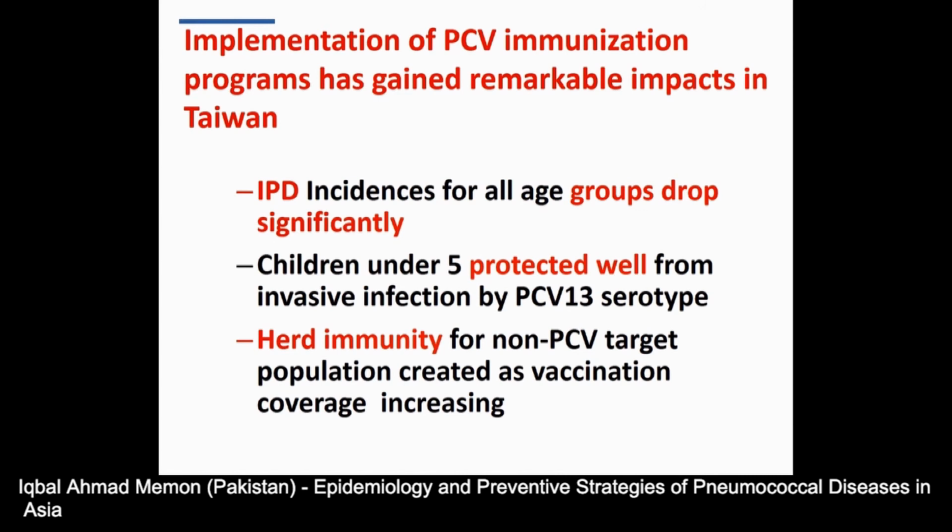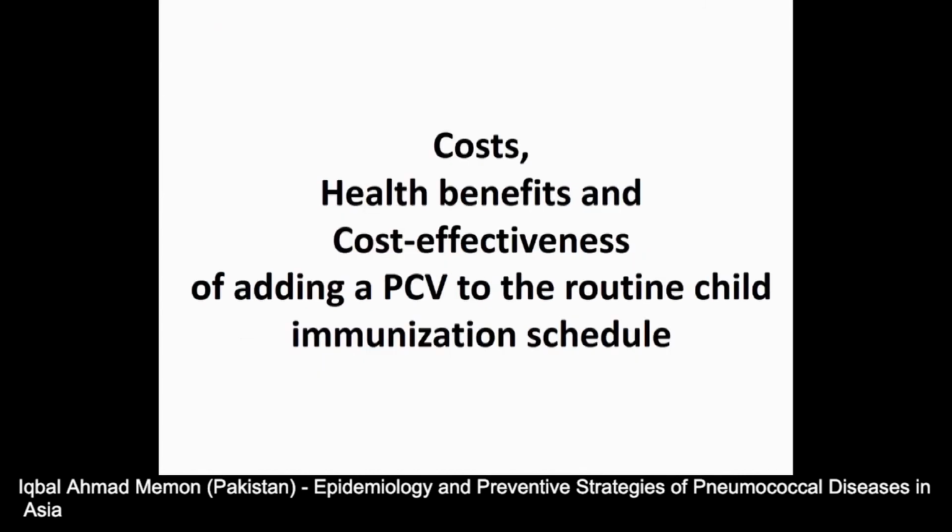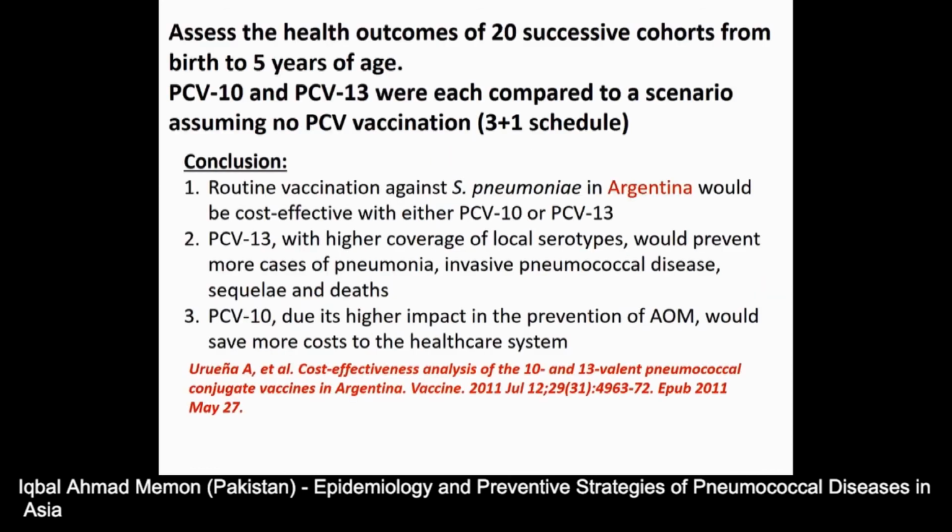So I think the answer to the deaths and disease morbidity remains with the PCV. We have had a good drop of IPD. We have children under 5 well protected, and it also gives herd immunity to non-PCV targets. Costs, health and benefits, and cost effectiveness of adding a PCV to the routine child immunization schedule, the case is made and must be followed.